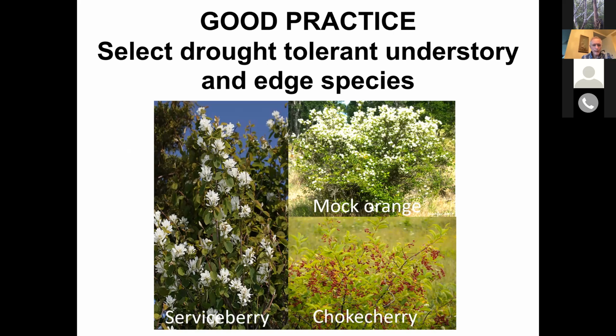And I always like to put in a good word for our understory and edge species. We tend to talk a lot about conifers and just focus on them. But if you're managing for wildlife habitat, for example, as part of your objective, then plants like serviceberry, mock orange, and chokecherry all provide some additional habitat for other species.